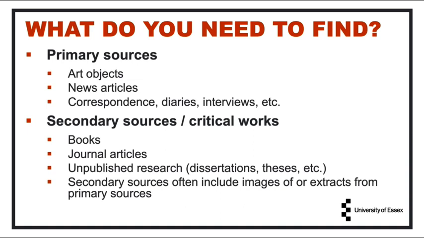Secondary sources in art history might include books, journal articles, and unpublished research such as dissertations or theses. And some of these secondary sources will include images of or extracts from primary sources. In this video, we will be concentrating mainly on finding secondary sources.